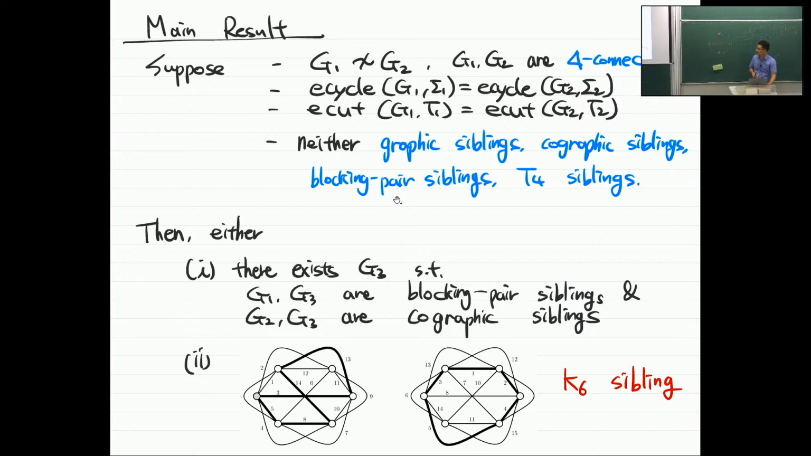Then we have only 2 outcomes. One is there exists G3 such that G1 and G3 are blocking pair siblings, and G2 and G3 are co-graphic siblings. This is one outcome, and the other outcome is very structural. We call this K6 siblings. They all look like K6, but the arrangement of edge labeling is different.